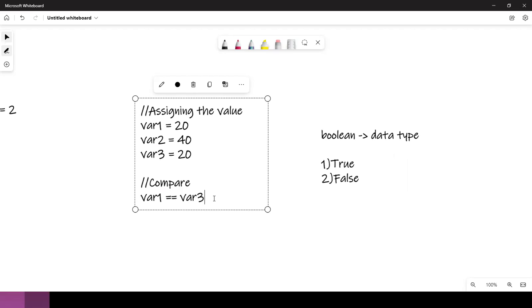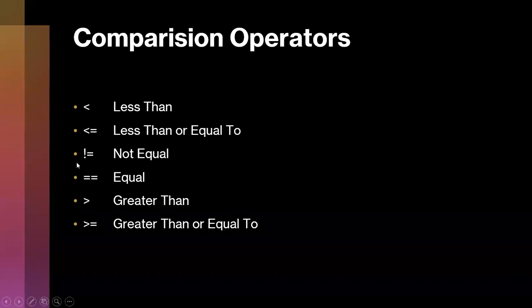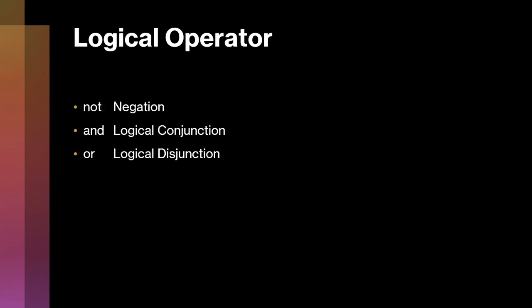Likewise, if I want to check whether var1 is not equal to var2, I put an exclamation mark followed by equal to. That becomes not equal to. You have to understand how to use those things. There are also less than, greater than, or equal to. All these outputs will return either a true value or a false value. And then logical operators. Again, for logical operators also, the output is going to be either true or false.